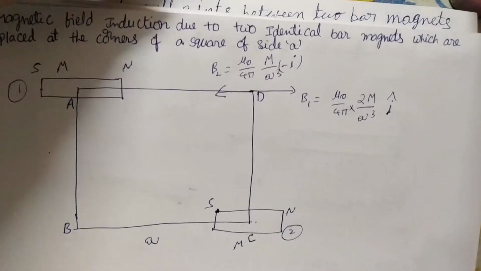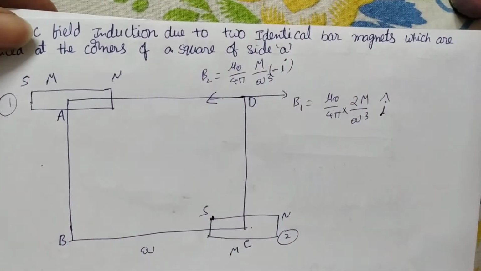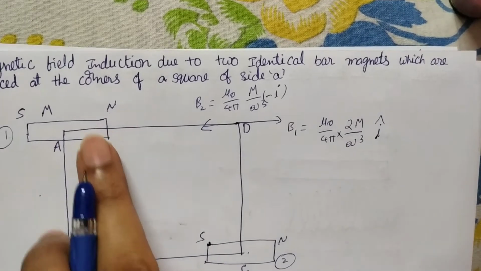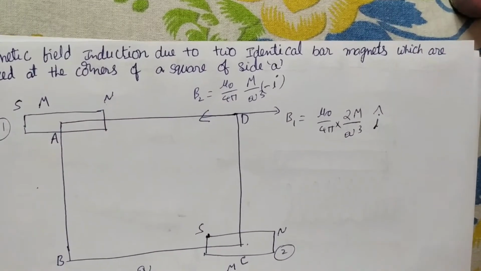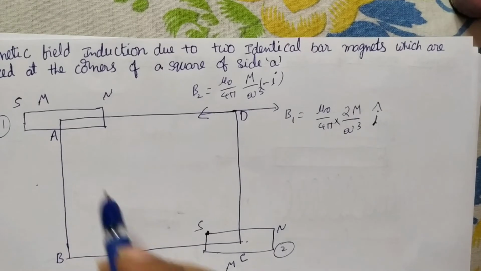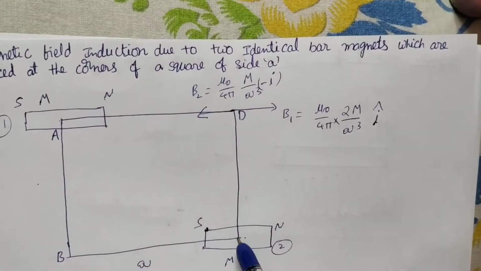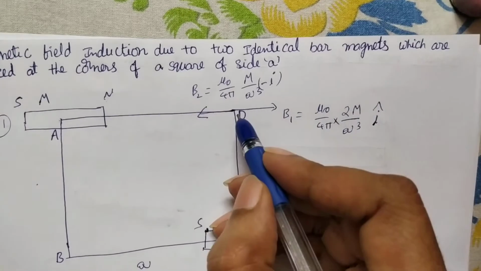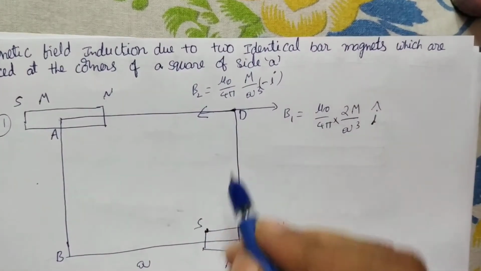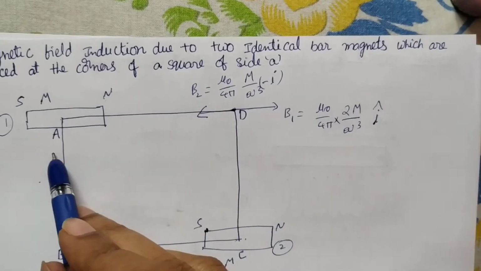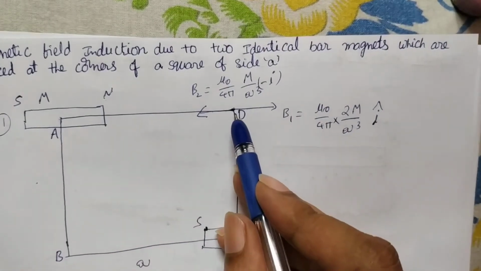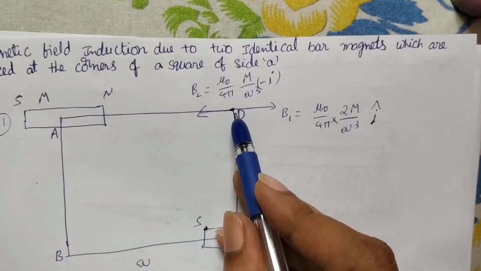Now we'll see some applications of magnetic field induction on axial line and equatorial line. Suppose you take two bar magnets of identical magnetic moment M arranged at the corners of a square of side A. What is the magnetic field induction at this corner?